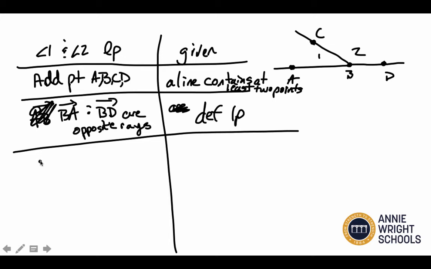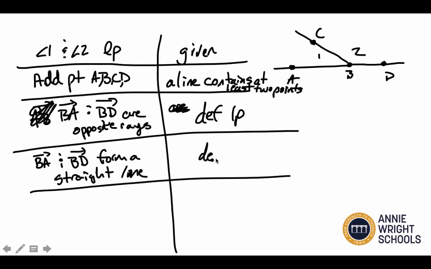The next thing I'm going to say is ray BA and ray BD form a straight line. And that is definition of opposite rays. That's in the book. I just looked it up to make sure I could say that. Opposite rays form a straight line.